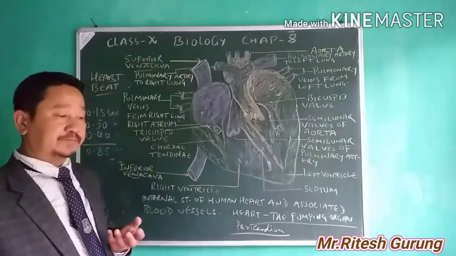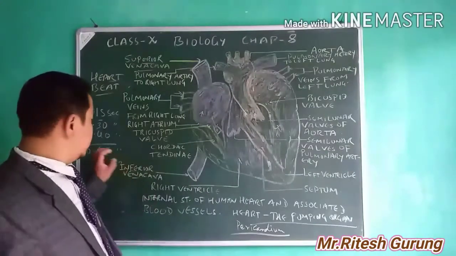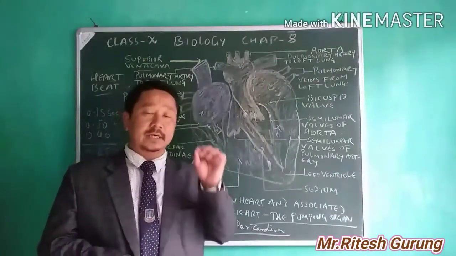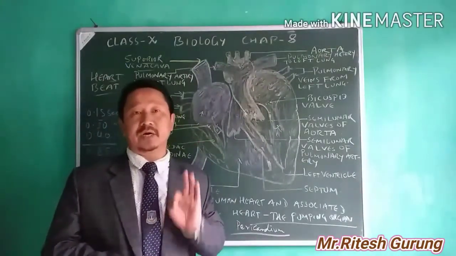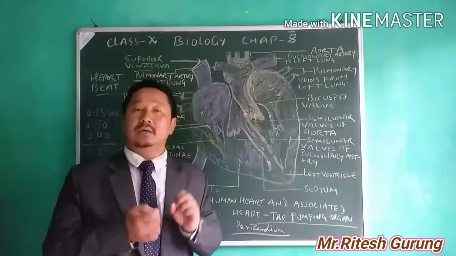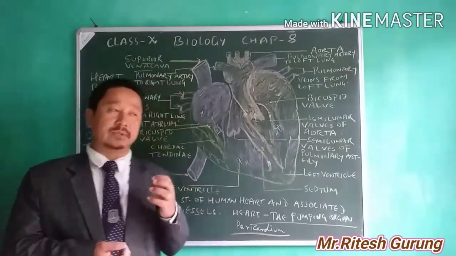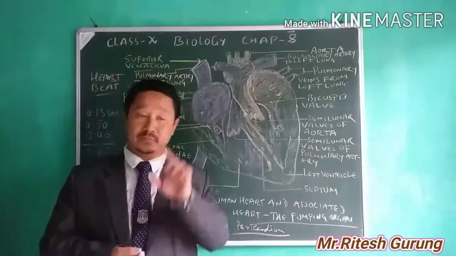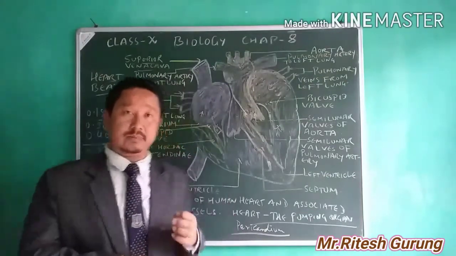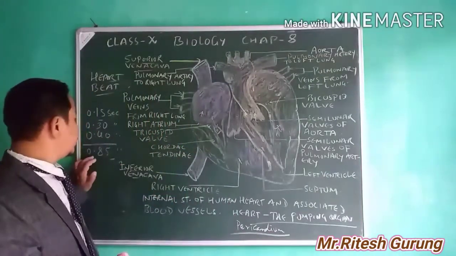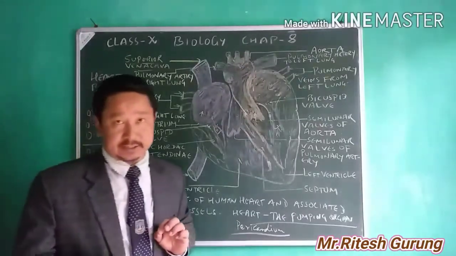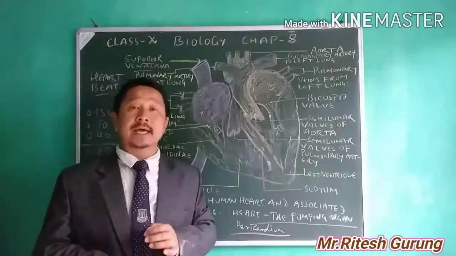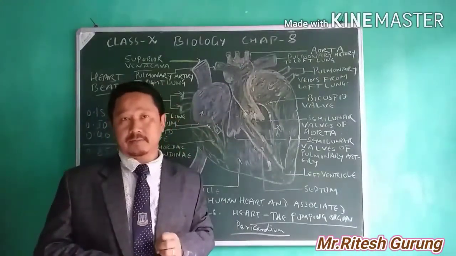So on average the heartbeat takes place about 72 times per minute. That means heartbeat is counted about 72 times per minute. For every cardiac cycle it takes 0.85 second. So this contraction and relaxation continuously goes on.